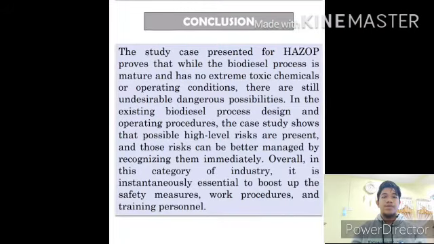Assalamualaikum. My name is Muhammad Faizul bin Rozali. My matric number is AN170180. So today I'm going to present the conclusion for this project.